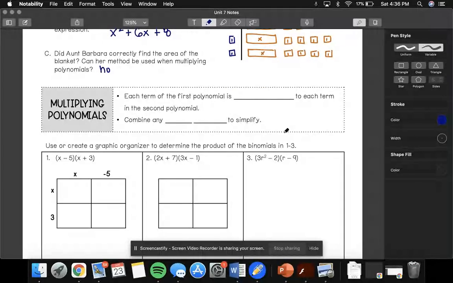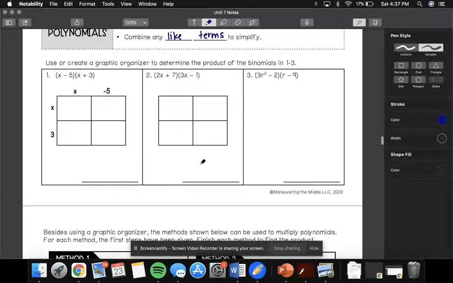So each term in the first polynomial is going to be distributed to each term in the second polynomial. So this is really just like a bunch of distributing, just something we've never seen before. After we've distributed, we will combine any like terms if needed. Okay, so on the front page, we just kind of like are drawing visuals, and then on the back page, we'll come up with a little bit quicker of a method.